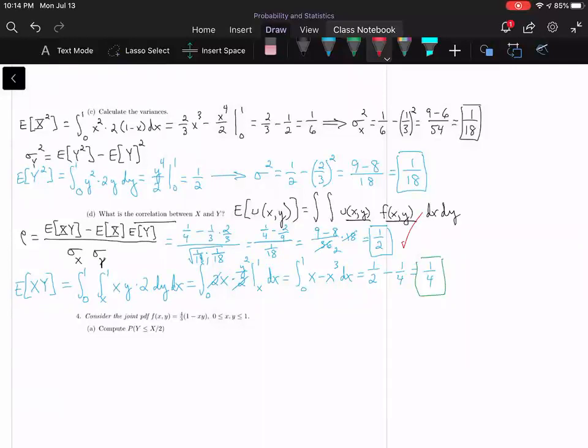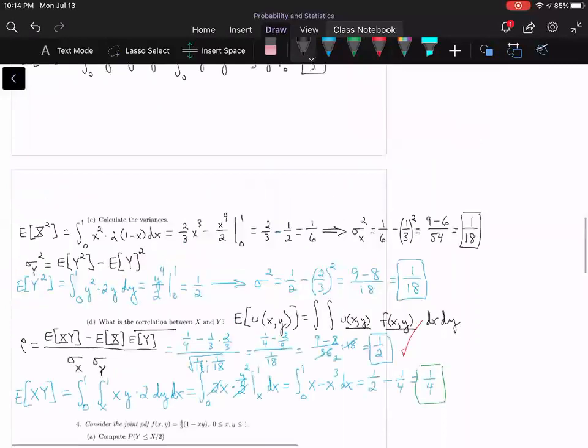So, questions on part C or D? For E of x, y, why is one of the intervals x to 1 and the other one 0 to 1? Like, it doesn't have y in it.